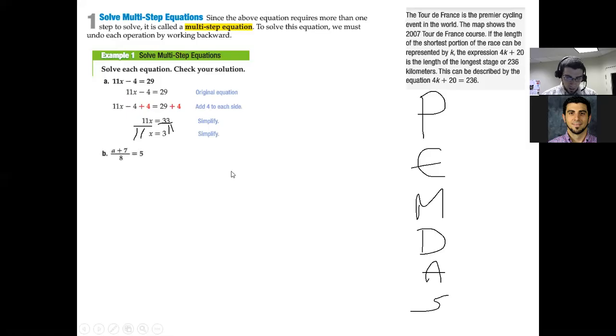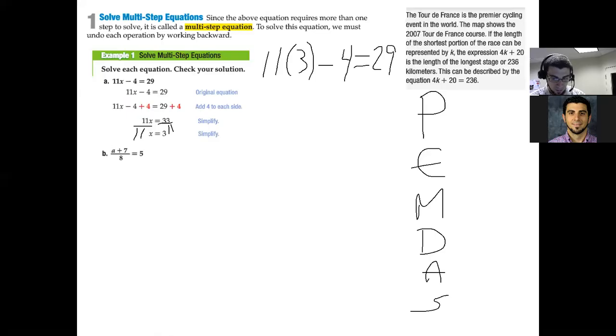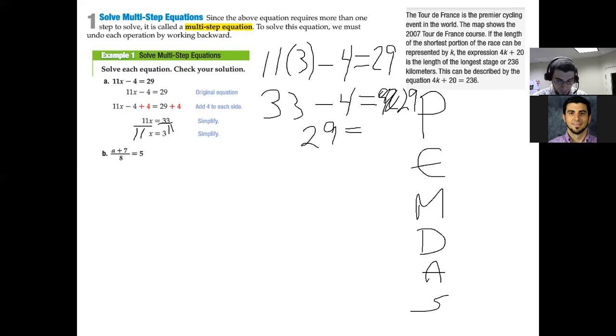Now, the check is you plug 3 in for x. Like this. So 11 times 3 is 33, minus 4 equals 29. I wrote 92, did you see that? It is 6:53 in the morning when I'm recording this video, so take it for what it's worth there. All right, 29 equals 29. So since when I checked it, I got the answer I needed, I know my answer is correct.